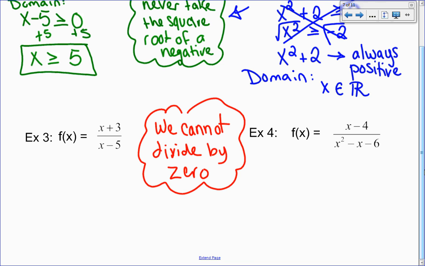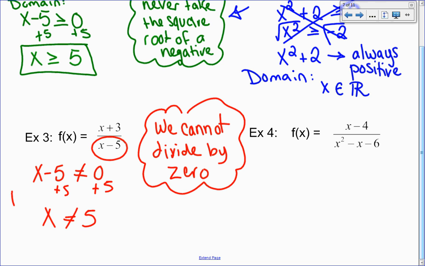Okay, so we don't want to divide by 0, so we want to make sure that our denominator does not equal 0. So we need to make sure x minus 5 does not equal 0. We can add 5 to both sides, and x does not equal 5 is our domain.